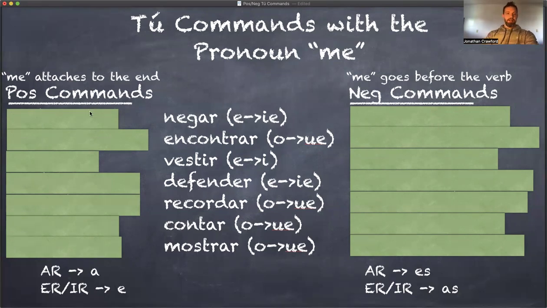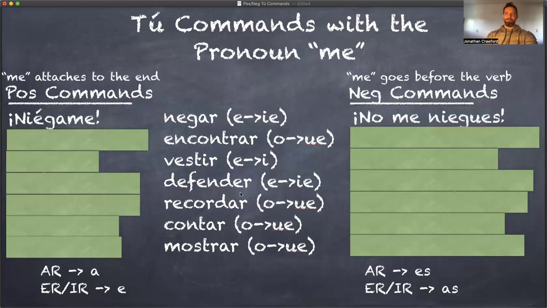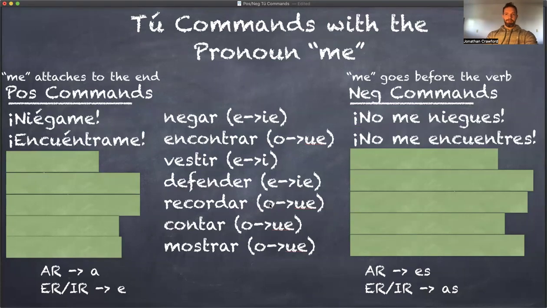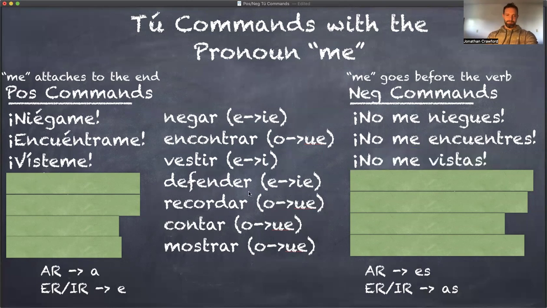Anyway, negar means to deny. So if it's a positive command, you say, deny me, okay? Niégame, negar, niégame, deny me. Or you say, don't deny me. No me niegues. Okay? Encontrar, to find, you say, find me. Encuéntrame, or don't find me. No me encuentres. Vestir, to dress, dress me. Vísteme, don't dress me. No me vistas.